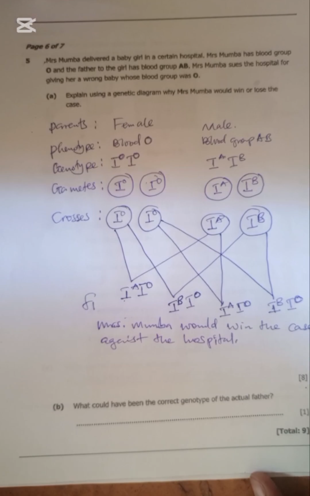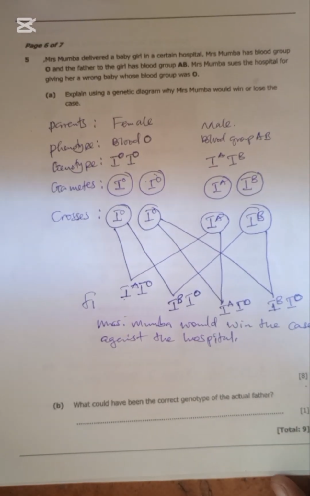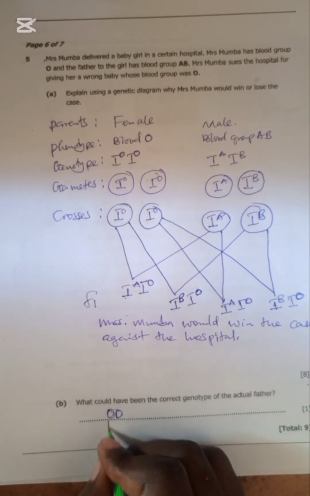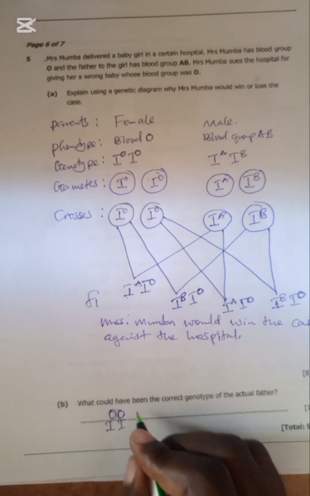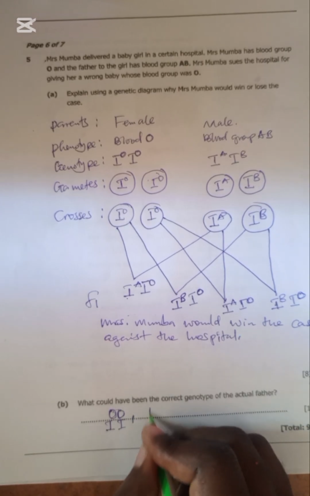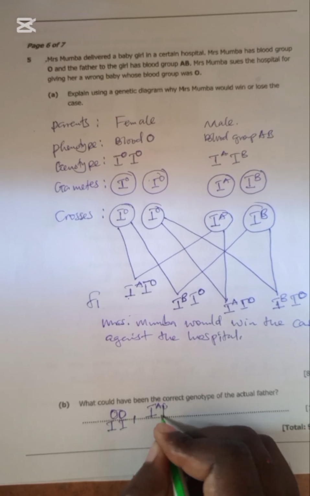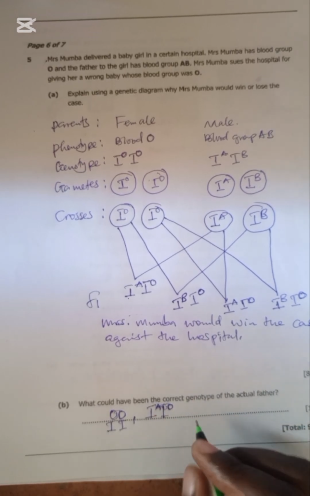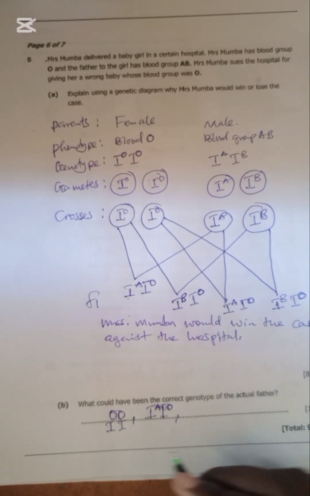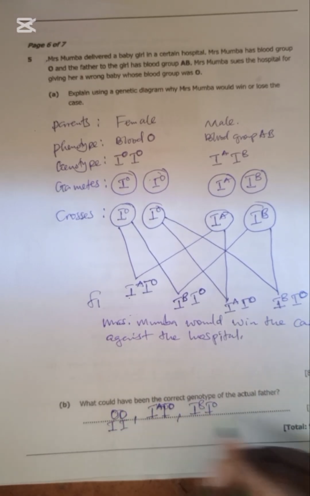Then after that, what could have been the correct genotype of the actual father? The possible correct genotype of the father could have been blood group O, which you can represent like this if you want. If not O, at least it should have been this. At least there should be O, blood group O. Or another possible blood group should have been this. So the answer to this is simply blood group O.